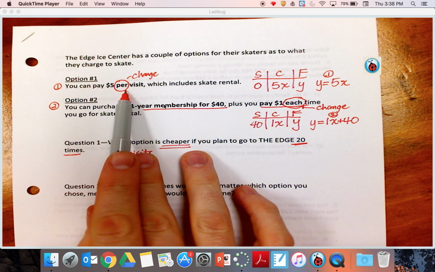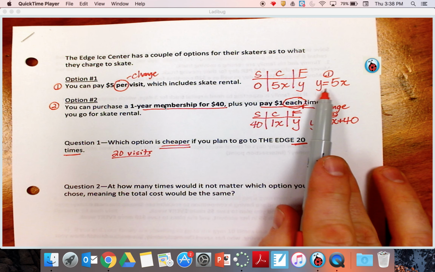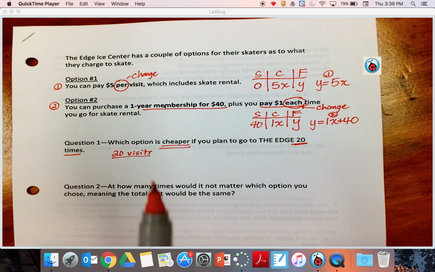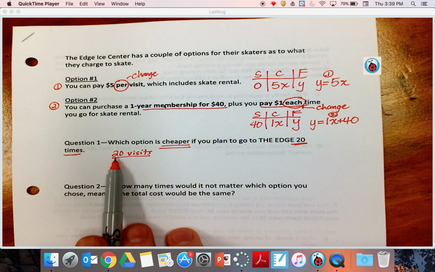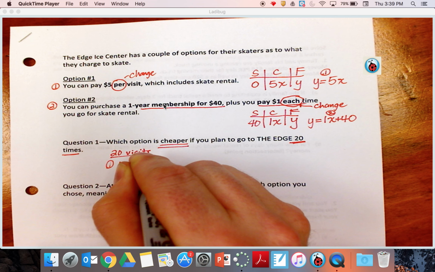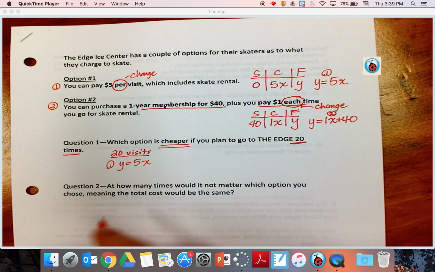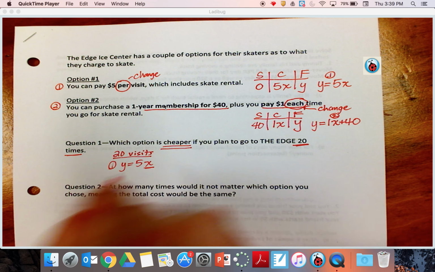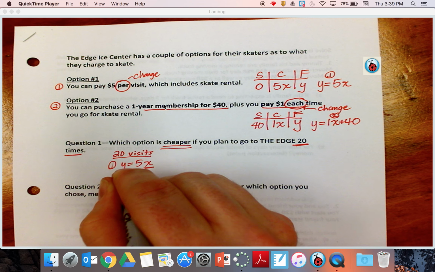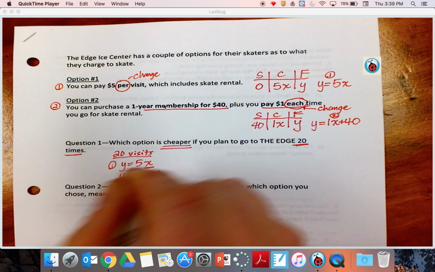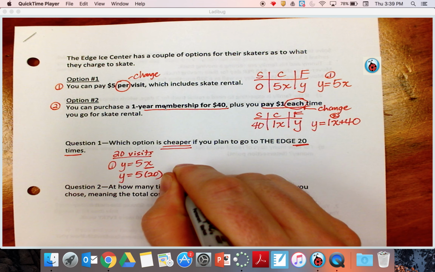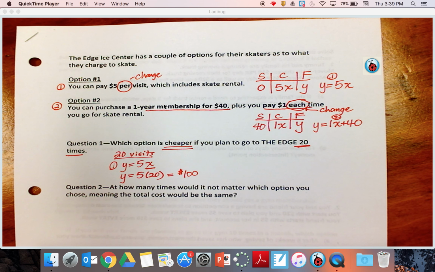If I go for the first time, I have my equation. It says the cost is going to equal 5 times the number of visits. Well, how many visits am I going on the first one? Well, I'm going 20. So I know that I need to take my first equation, 5x, and I'm going to put the 20 into the x spot because that represents my visits. So I have y equals 5 times 20. When I do 5 times 20, that gives me $100 for 20 visits for option 1.